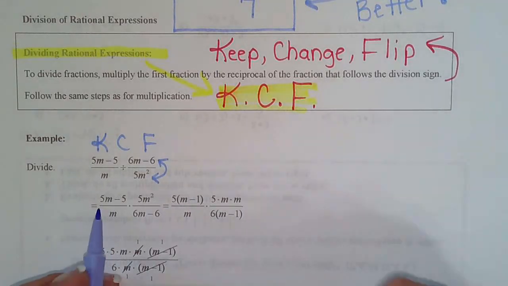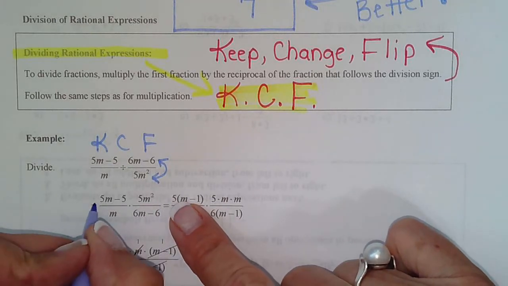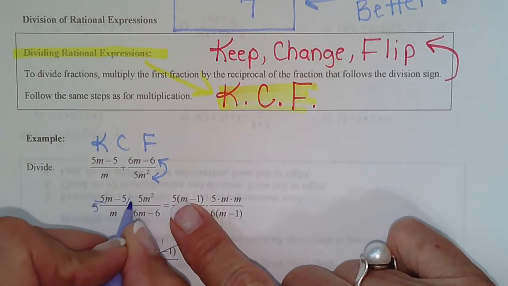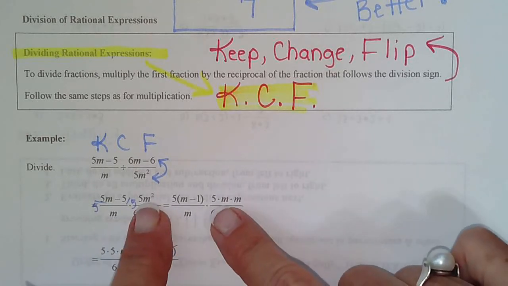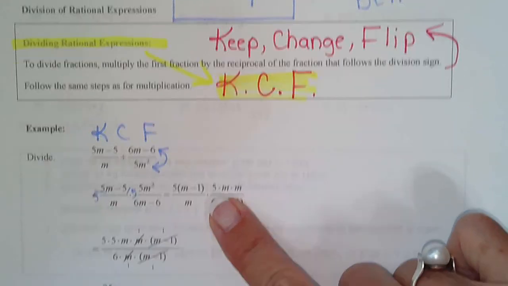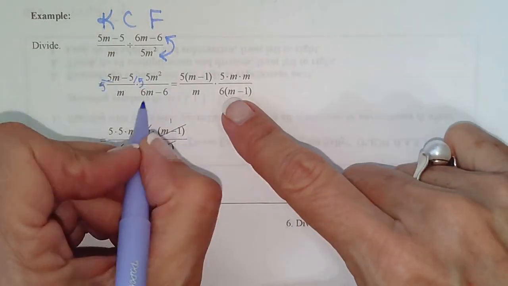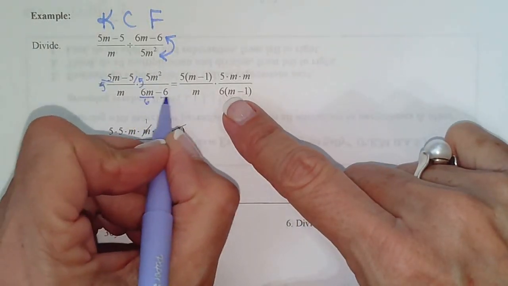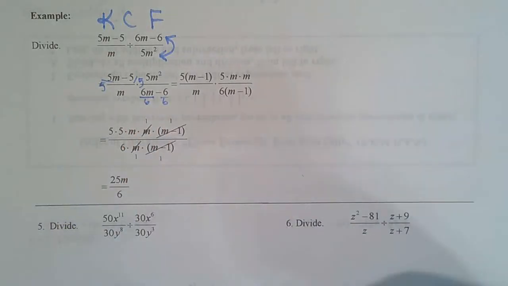So then we start our factoring patterns. Here we have a GCF of 5. When we divide both of those by 5, we get m minus 1. This is m. Remember how I said with m squared, work it out. So 5 times m times m. And here I have a GCF of 6. So I pull the 6 out and I get m minus 1.